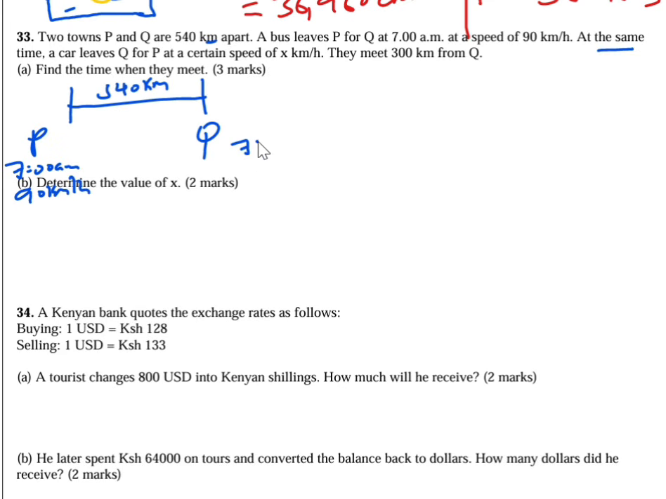So pia ilitoka 7:00 a.m. and then ikaelekea, leaves Q for P, inaenda towards P at a certain speed. Speed ya hii ni x kilometers per hour. Tujui what is the speed.